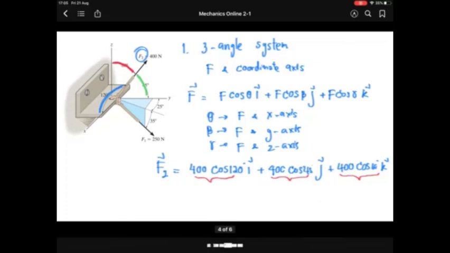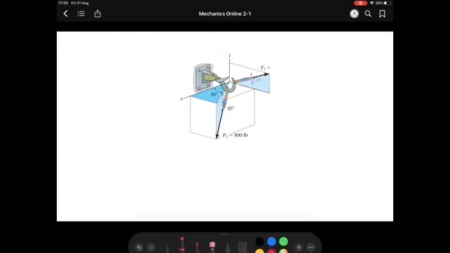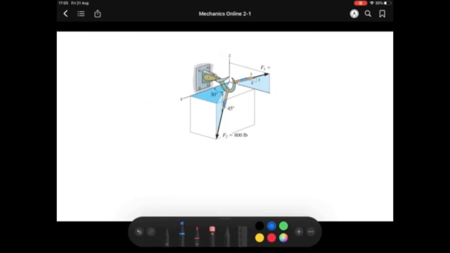Let's go to the next one. This is what we call the two angles systems. It means that they give you only two angles, and you can see that this 45 is the angle between F2 and the XY plane.